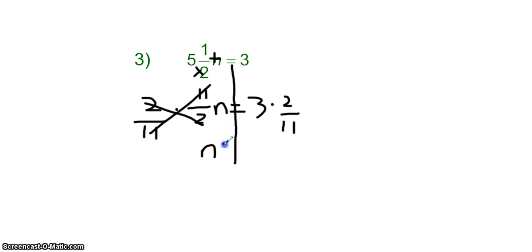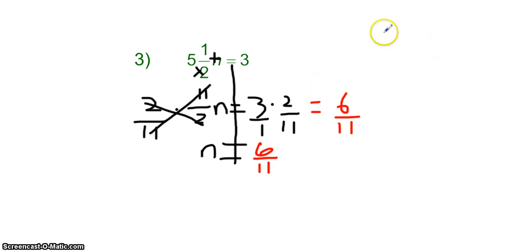equals, and then this side, 3 times, remember we could put a 1 below the 3. 3 times 2 is 6, and 1 times 11 is 11. So therefore our answer is 6/11. Okay? And again, we could substitute to check our answer.